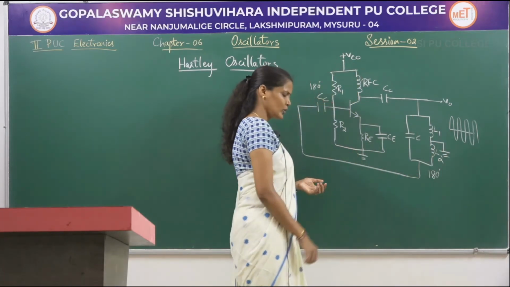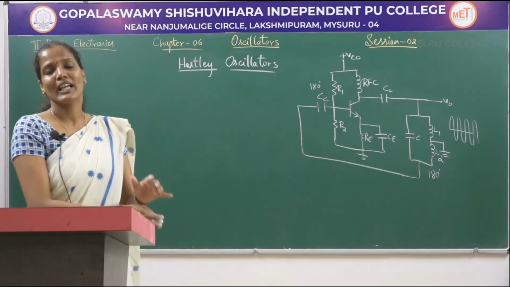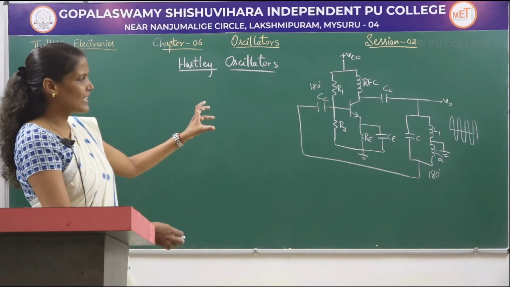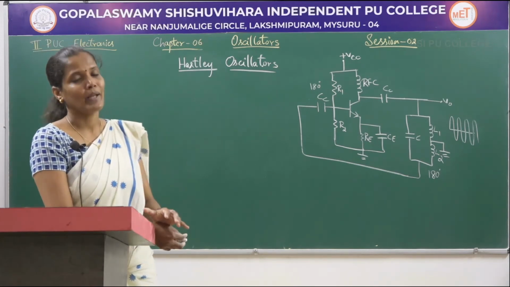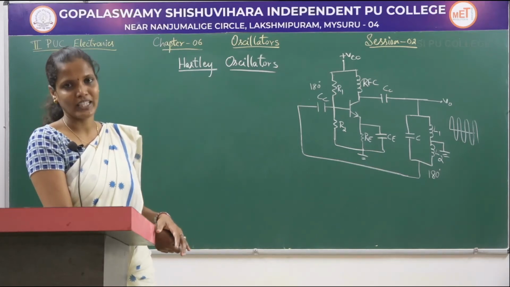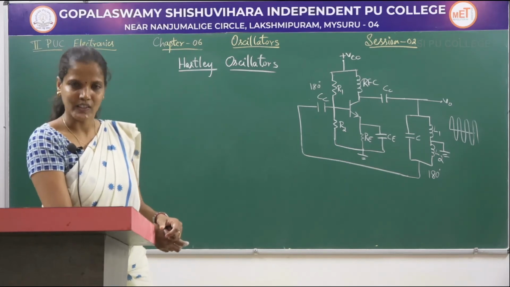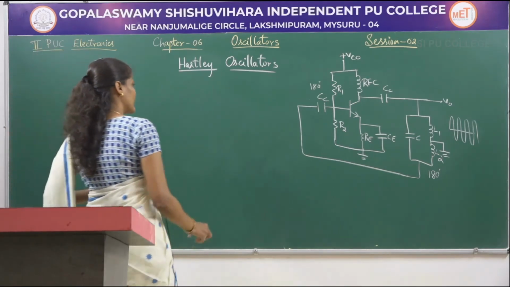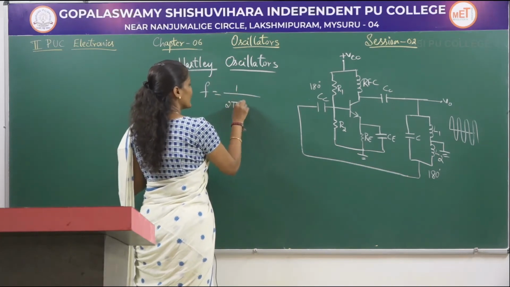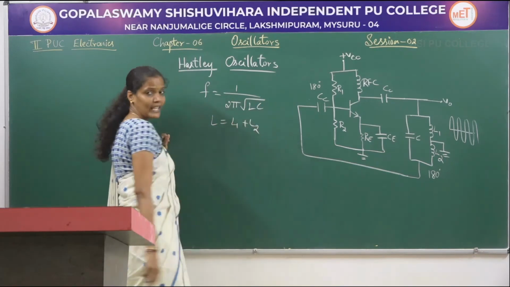This is a tank circuit. The capacitor will continuously charge and discharge through the inductors, which helps in generating sustained oscillations. That is, the electrostatic energy of the capacitor will be converted into magnetic energy, and that magnetic energy will be converted back into electrostatic energy, as we have already seen in the last topic, the tank circuit. Clear? The frequency of this Hartley oscillator will be given by 1 divided by 2 pi root LC, where L is nothing but L1 plus L2.